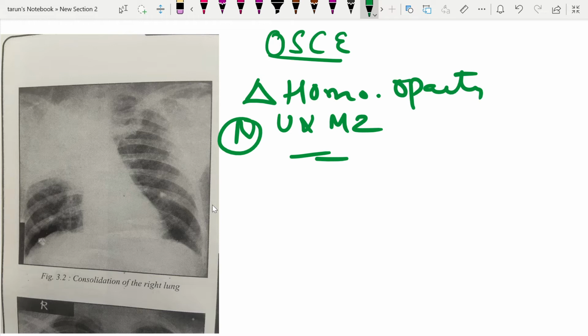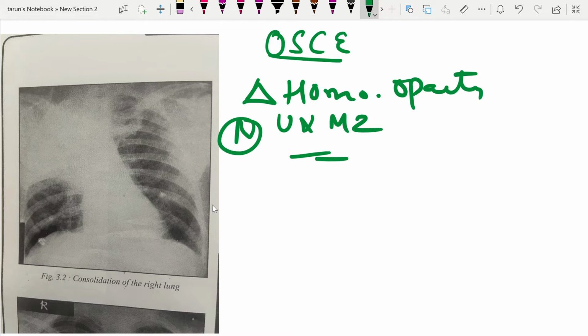Then what is your conclusion? The conclusion is that it is the consolidation of the right lung. It was a homogeneous opacity involving the right upper and upper mid zone, and the conclusion is it is the consolidation of the right lung.